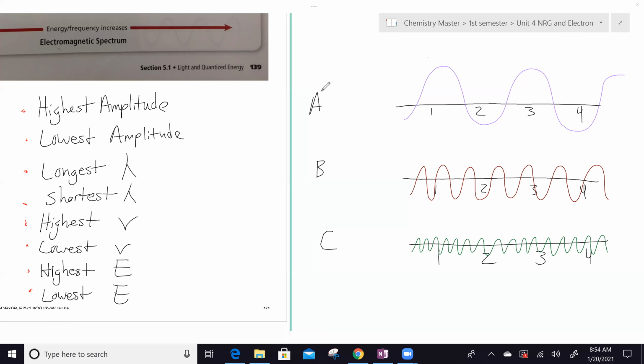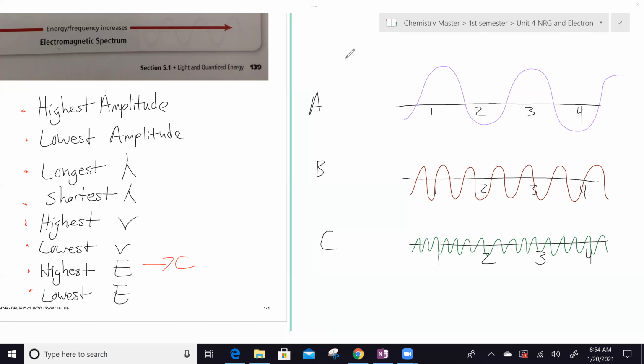Okay, who do you think has the highest energy? C. C, you are correct. The highest energy is C. When I look at these, A just looks very lazy, like a nice slow wave. C looks more intense. That one has a lot of energy. So C has the highest energy.